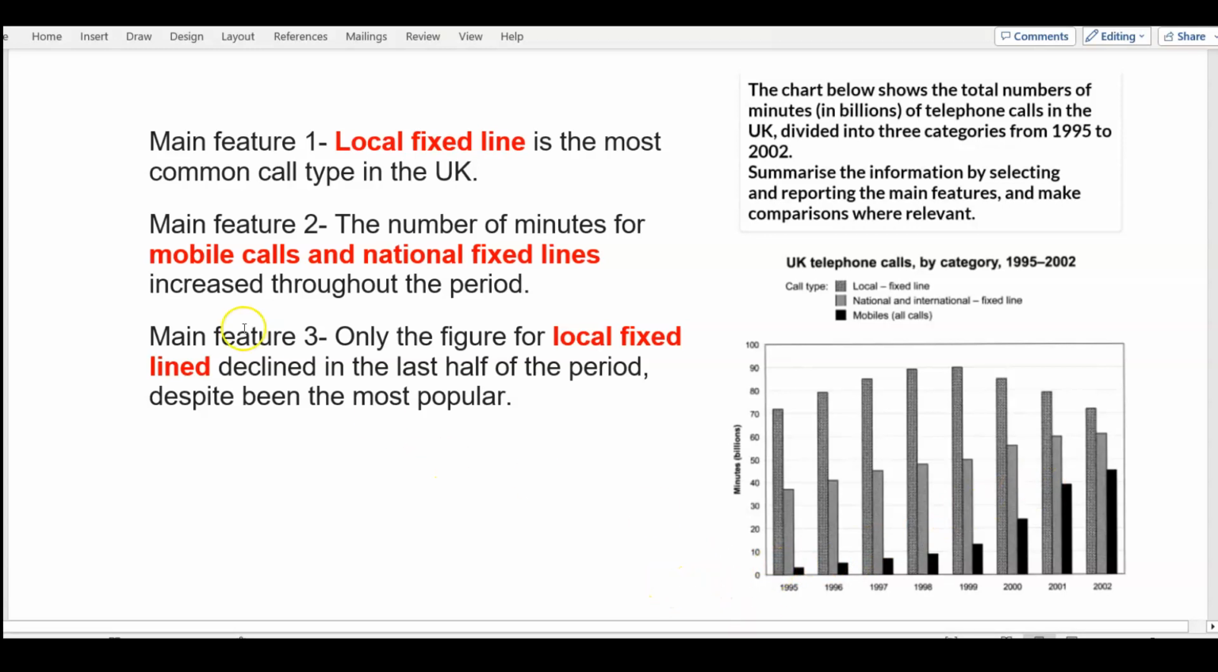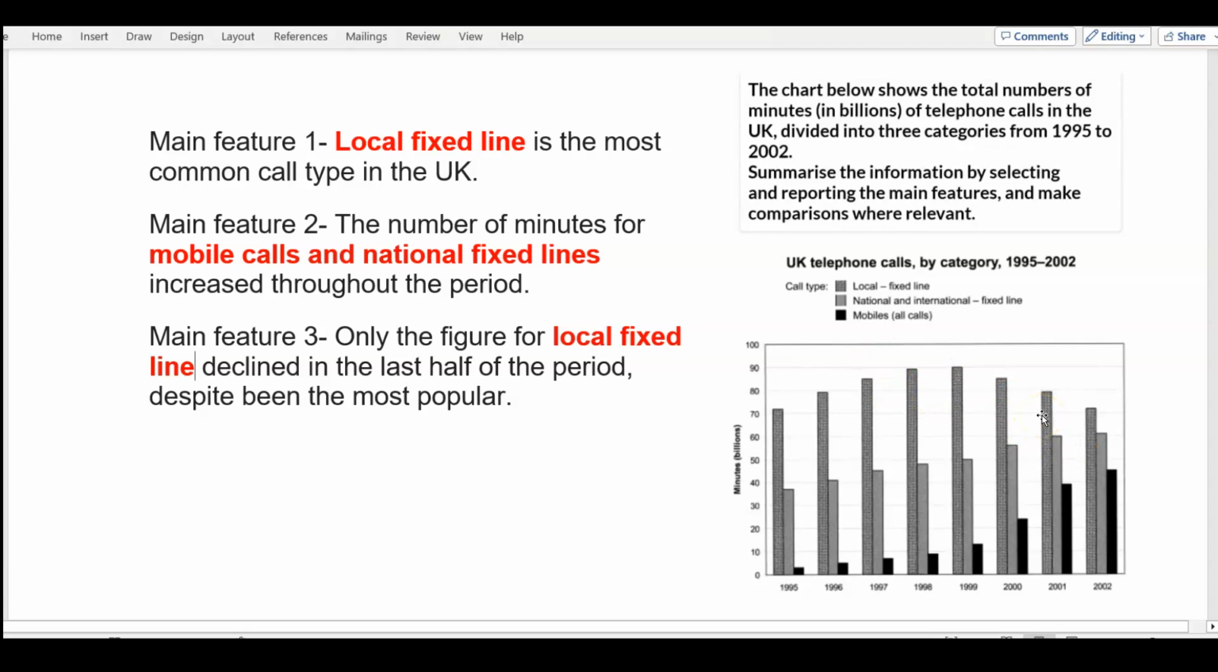And the last thing that we also write here, which is also important, is that only the figure for local first line declined in the last half of the period, despite being the most popular. So despite being the most popular, it is the only category that actually declined in the number of minutes used as time went by, in the last half of the period.